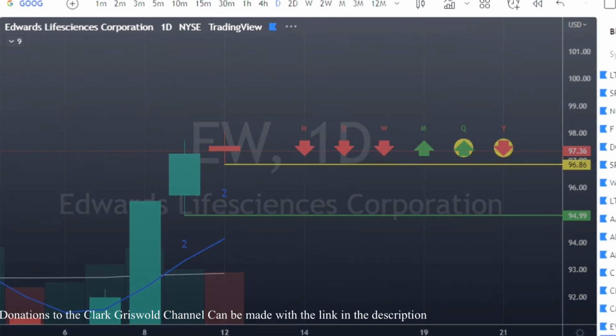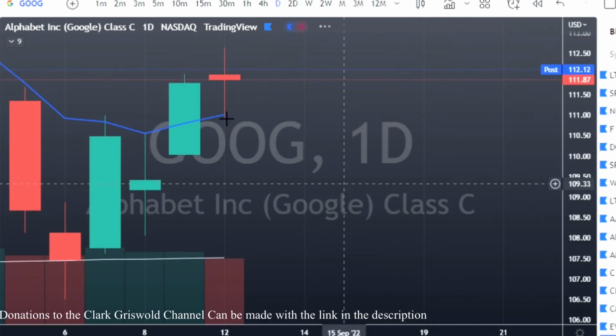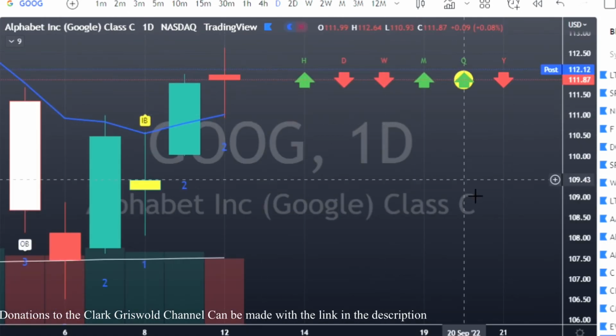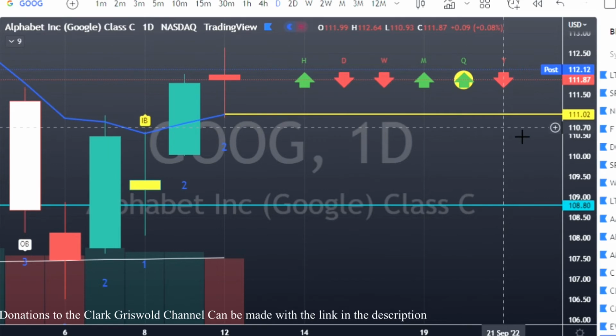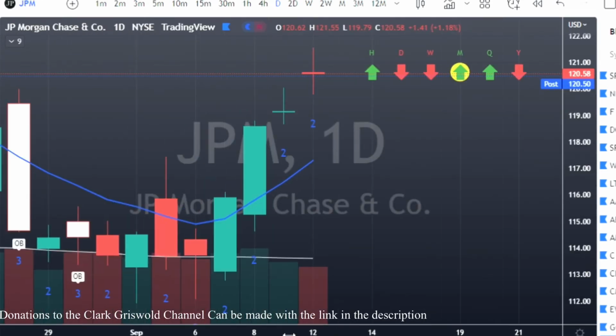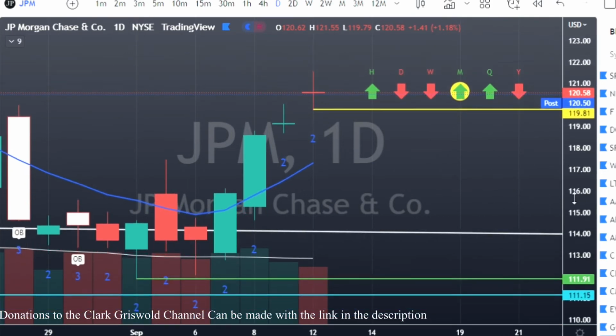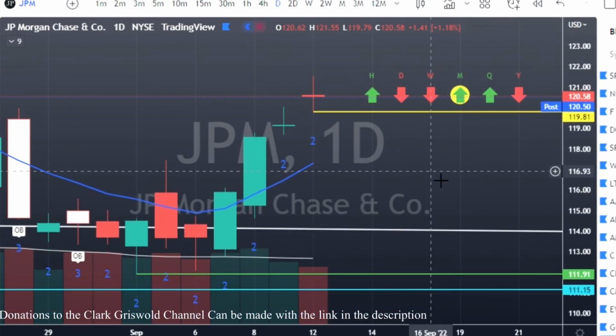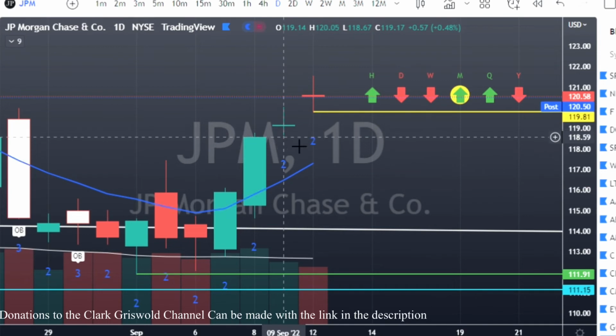We move on to Google. Google, same thing, 2-up, finish red. We're going to look for puts on Google at 111.02. I'm going to zoom out of here a bit. JP Morgan, puts 119.81. First targets I do not have marked out, but there they are. 118.53. That's good magnitude to the downside on JPM.